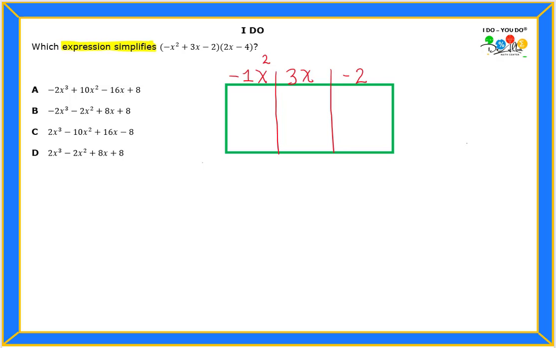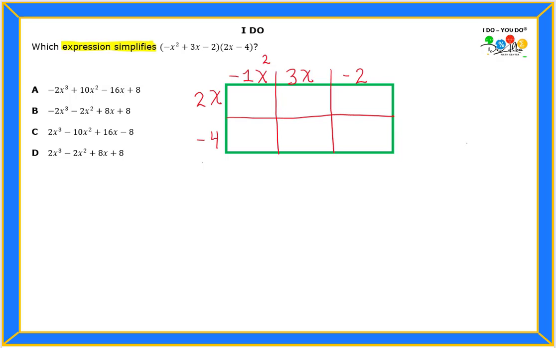All right, let's check the second one. Now in my second parenthesis, I have 2x minus 4. So I'm going to come to the width. My first term is going to be positive 2x. And I'm going to draw a line. Wow, that wasn't that straight, right? Sorry. And then the last one is a negative 4. So we're going to write down negative 4. Okay?